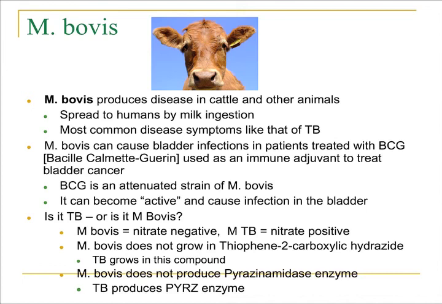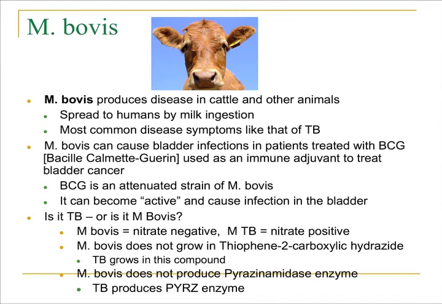BCG is actually an attenuated strain of M. bovis, and when used as an adjuvant, it can become active and cause active infection in the bladder. This will be found, of course, by culturing a urine specimen and growing an organism which at first could resemble TB. This is why it is important to always do rule-out tests for bovis when you are dealing with Mycobacterium tuberculosis infections, particularly when they're found in unusual situations such as a urine specimen in a patient receiving adjuvant therapy.